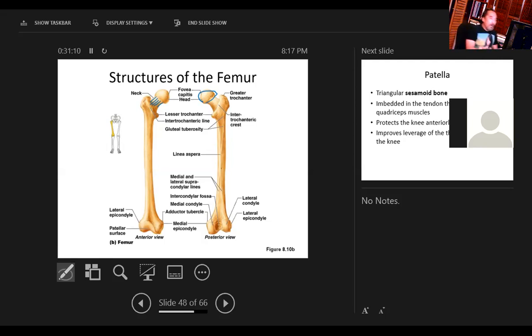Okay, so there's a neck, and then again, take a look at the bumps here. Remember, we had that on the humerus. We're at the proximal end. The bump is called the trochanter. On the humerus it was the tubercle, and we have the greater trochanter and lesser trochanter. But on the humerus, it was located at the anterior side. On the femur, the trochanters are located at the posterior side.